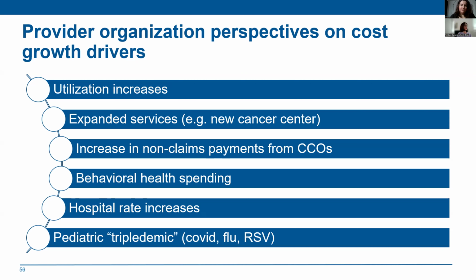vaccination clinics. We also hear about the behavioral health spending increase and hospital rate increases, and we especially hear from the pediatric practices about the pediatric triple-demic, which is COVID, flu, and RSV, the increase. So they increase the treatment and utilization for this respiratory disease. And that's why we do see the cost growth in the pediatric practices. And that's all.